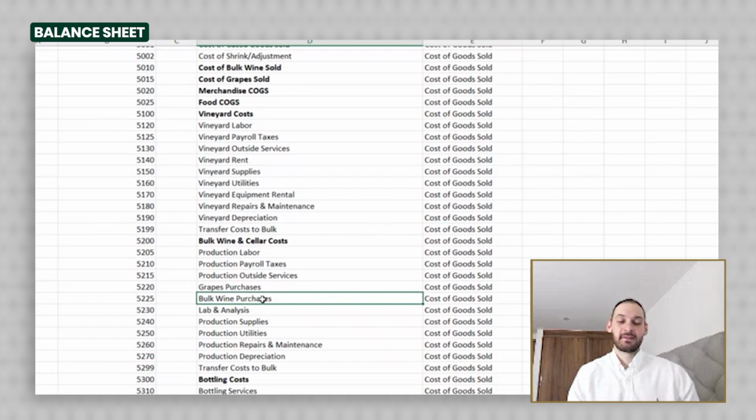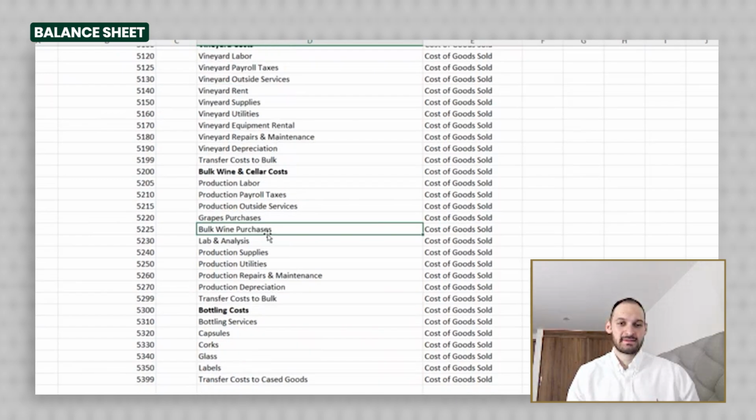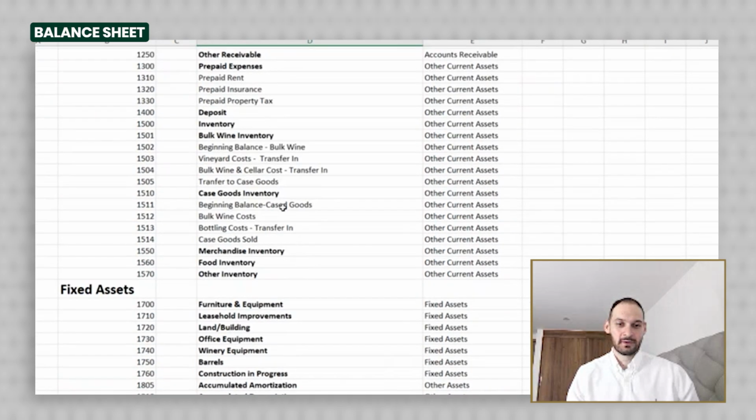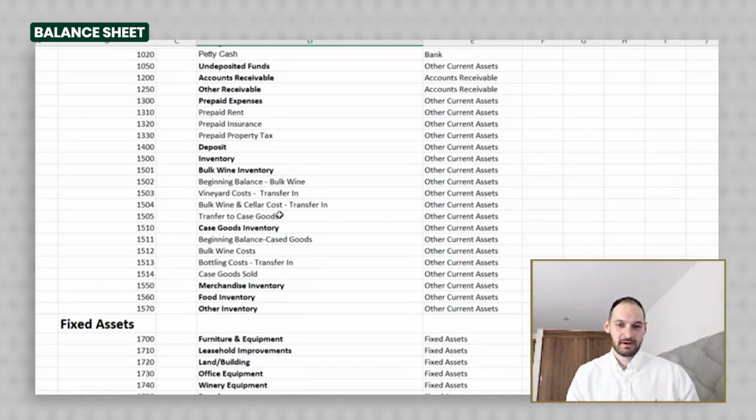Let's say you purchase like $5,000 worth of bulk wine. You need to expense that once you sell that wine, right? Because there's a matching principle. So let's say you get that bill in October 2025, but you're not going to sell that wine until two to three years down the line. That's why you need to capitalize it. So you're going to move that out using the transfer cost to bulk. You're going to move that into inventory. Let's see, where is it? This guy right here, bulk wine transfer in, and it stays there.